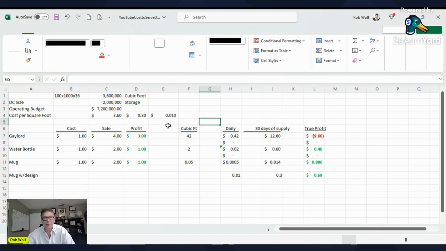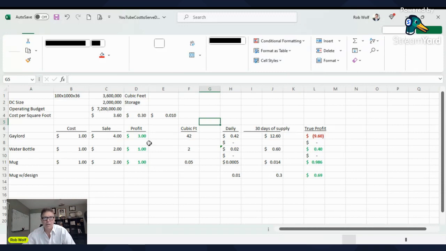Okay, everyone with me? So we've got our three items. There's the Gaylord, the water bottle, and the mug. They each cost $1. The Gaylord you sell for $4. The water bottle and mug, $2. So the salespeople and everyone else, hey, we made a $3 profit. They're dancing in the streets. Look at this. The water bottle and mug is only $1 profit.